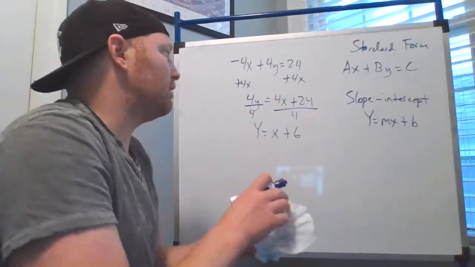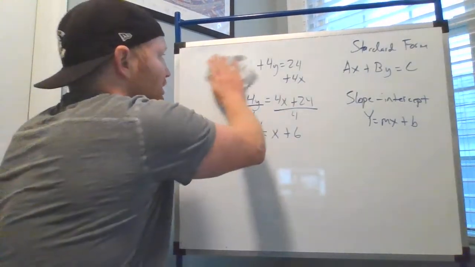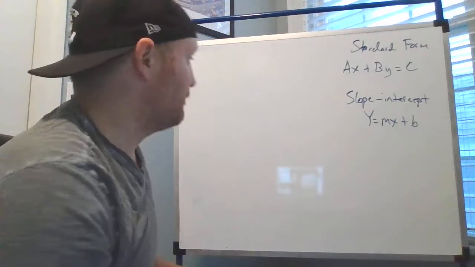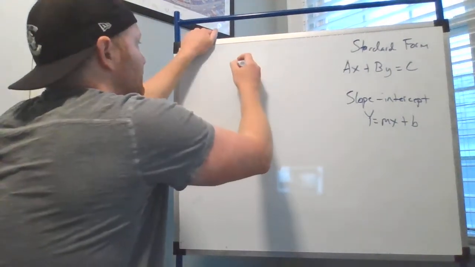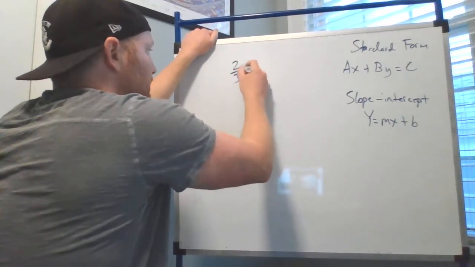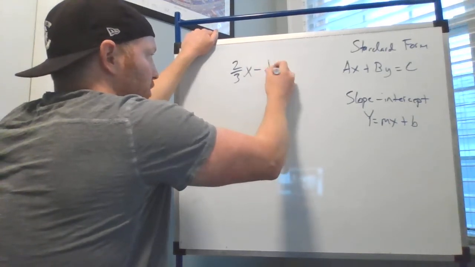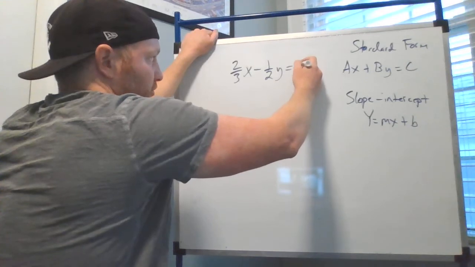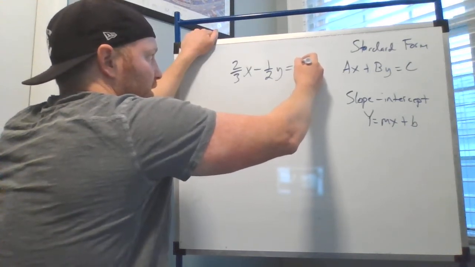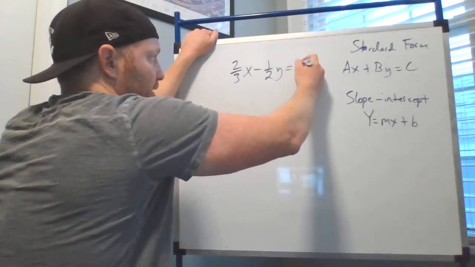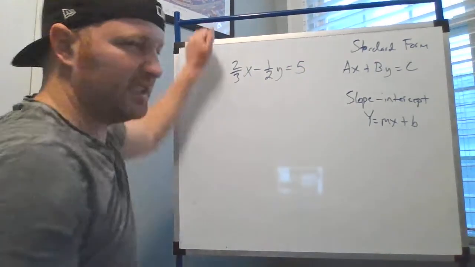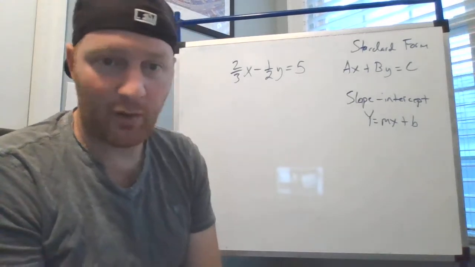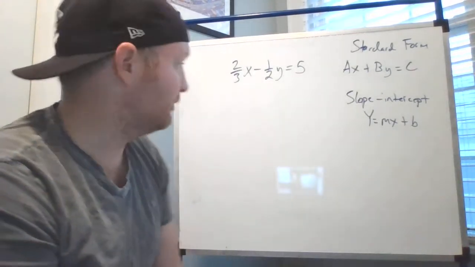Let's do one more, and let's make it a little tricky, because I like to be tricky. So if I had 2/3 x minus 1/2 y equals 5. Ugh, that looks nasty because of those fractions. You have to get better with fractions because I'm going to be doing a lot of them this year.